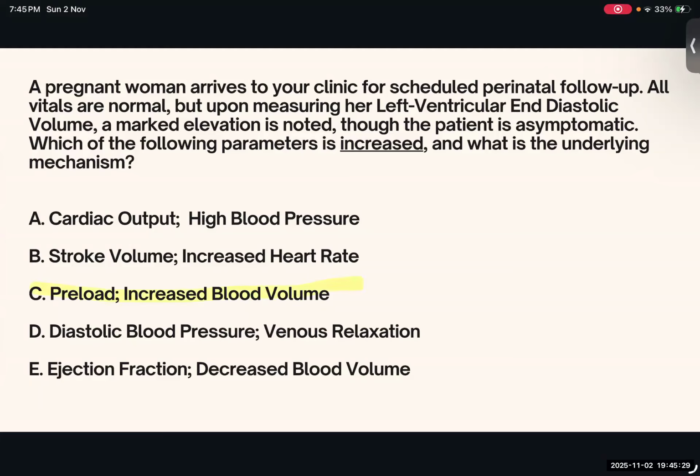But the correct answer is actually preload and increased blood volume. Now, I put this question because physiology questions can be very tricky like that. And this is how they're going to look on the exam sometimes, where one part of it is correct, but the reason why is wrong. So you're going to have to read through the options carefully. So can you explain why it's C?